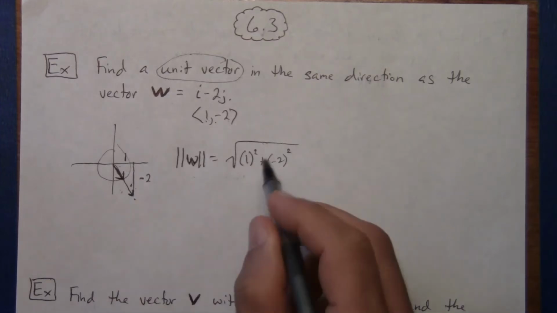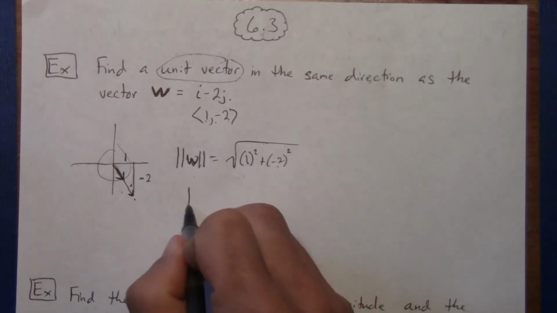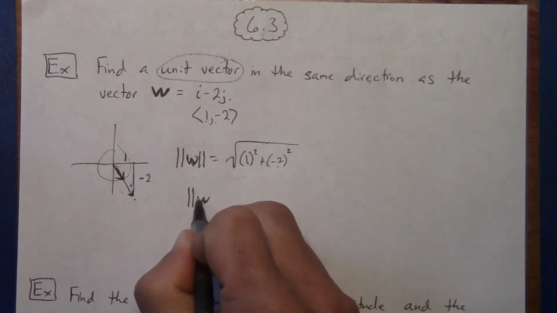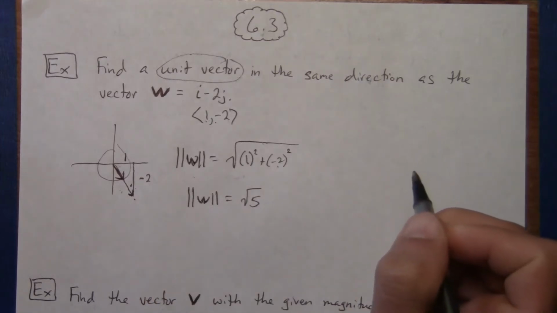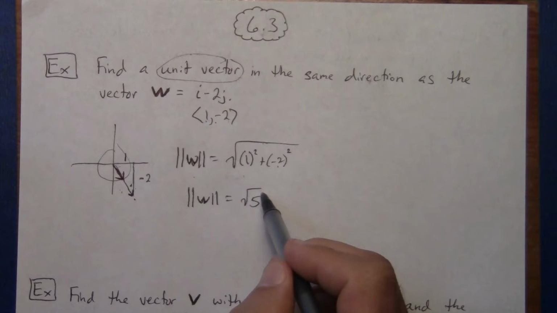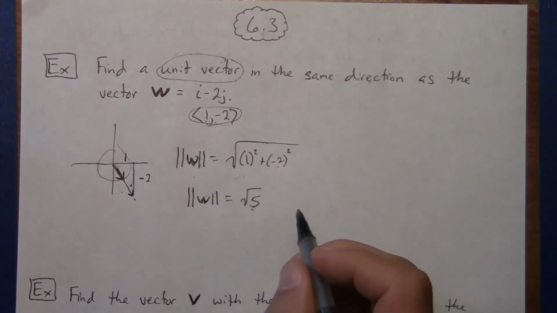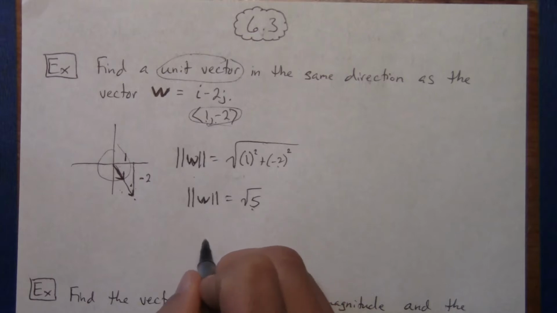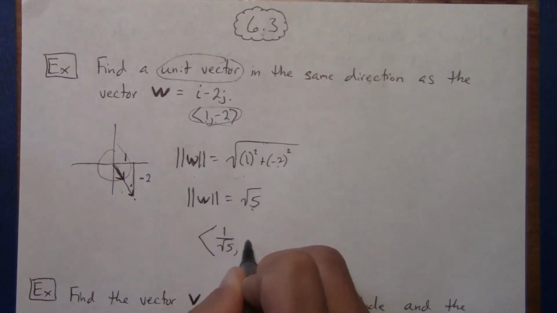It's the same steps. So I take 1 squared, I take negative 2 squared, and I know that the magnitude of vector w is actually the square root of 5. That's how long it is. And what I'm supposed to do now is take both of these components and divide them by the square root of 5. And so the unit vector would be 1 divided by the square root of 5, comma, negative 2 divided by the square root of 5.